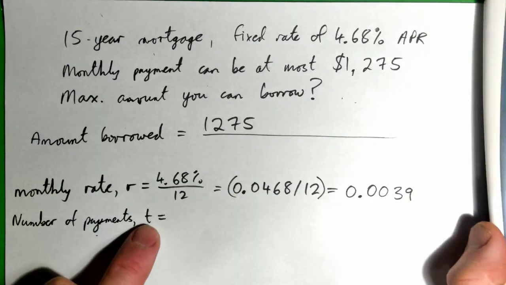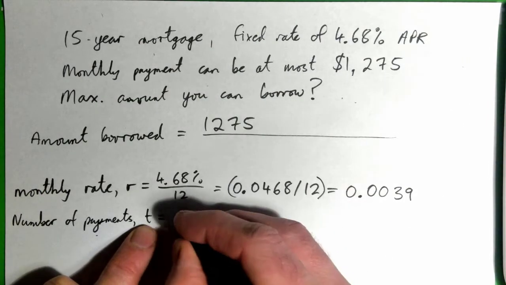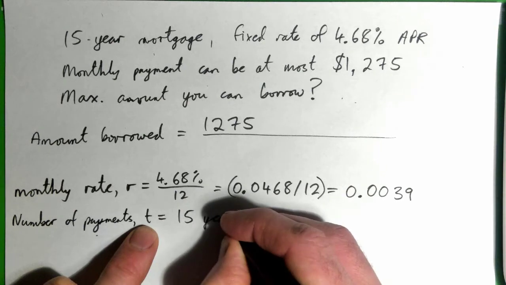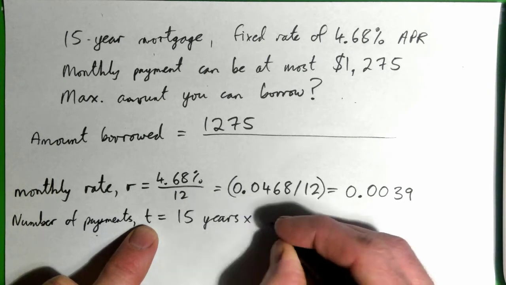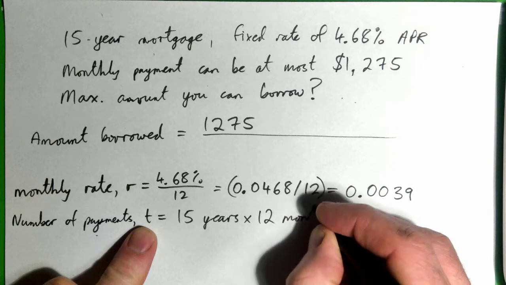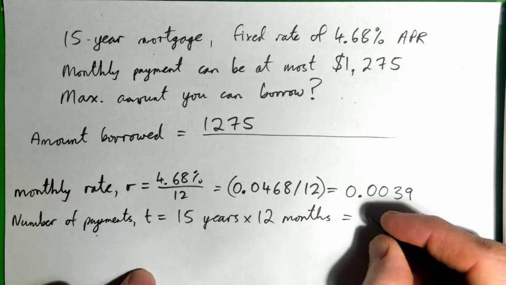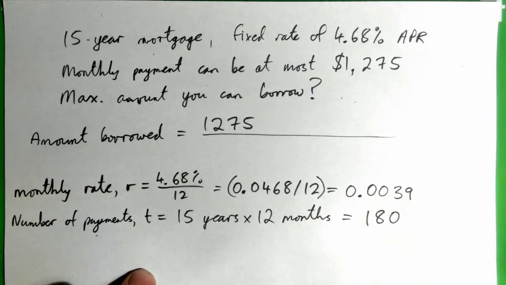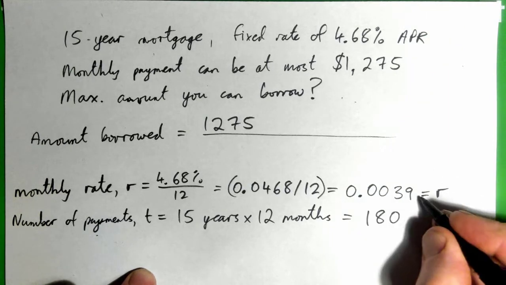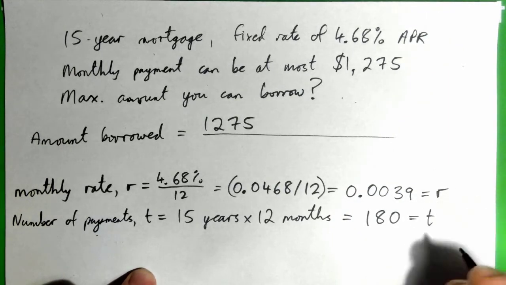Number of payments T, well, it's 15 years, so it's 15 years times 12 months, 12 months in each year. And you'll find that is 180. Does that make sense? So our R is that number and our T is this number. Are we clear on that?